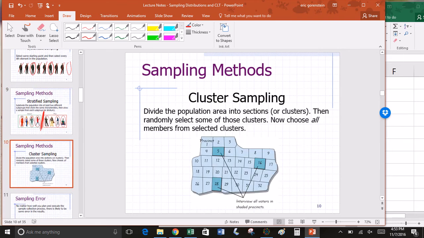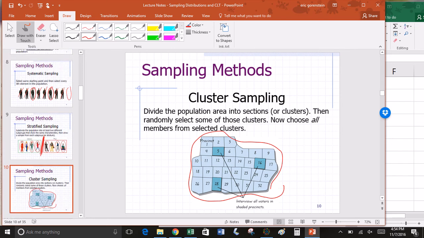Another method is called cluster sampling. Basically, you take the entire population. So this would be maybe a state that's broken up into individual, like 32 individual counties, and so you pull entire groups in a random way. This could be done in combination with systematic sampling.